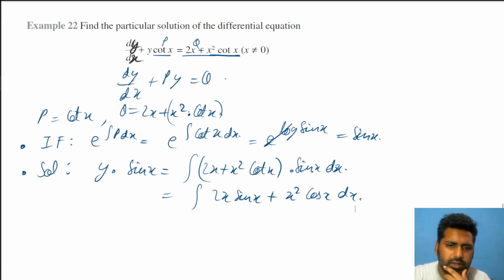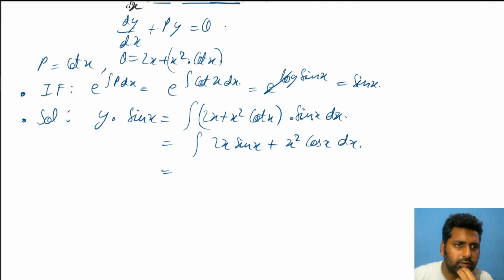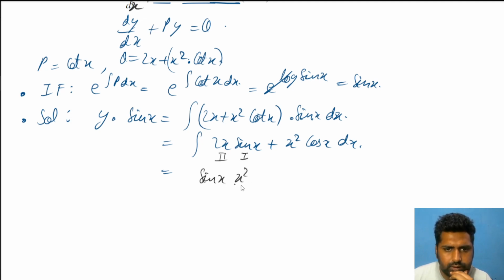Let's apply by parts. What else can we do? Let's solve the first one and then we'll solve the second one. Consider this as your first function, and consider this as your second function. Now let's integrate. First function as it is, sin x as it is, integration of 2x is x square, minus integration of this x square, and differentiation of sin x is cos x.